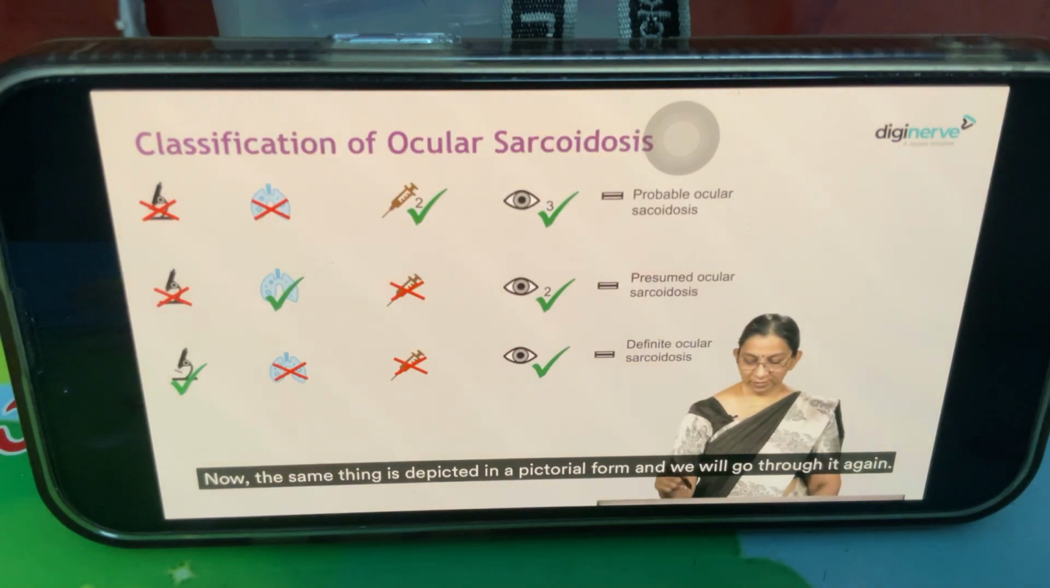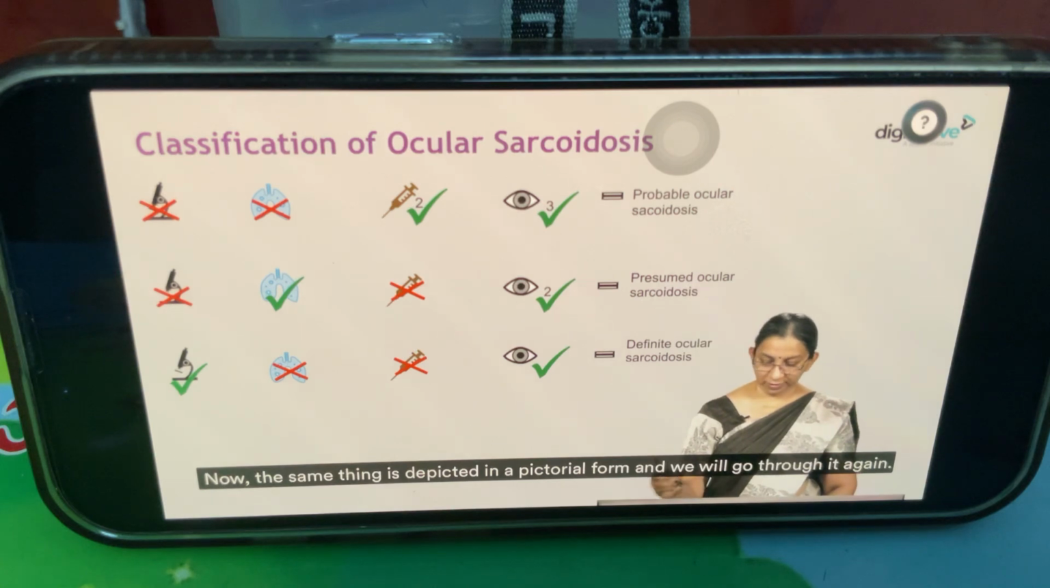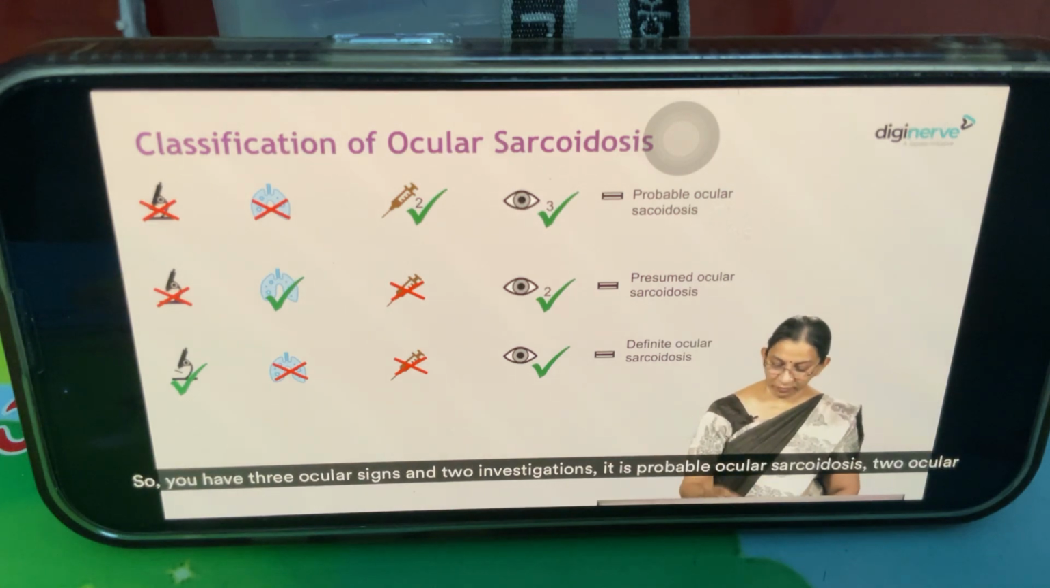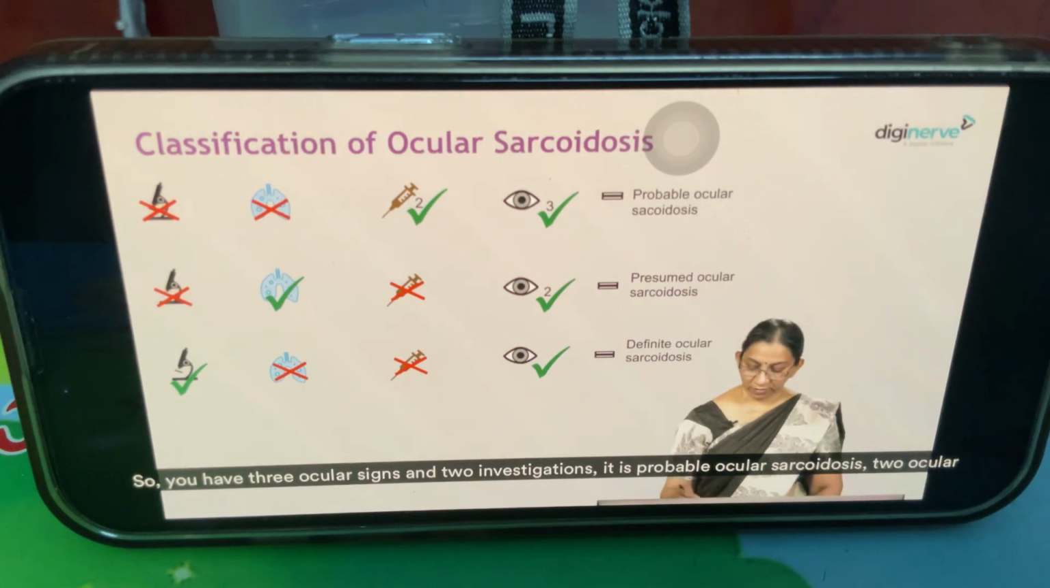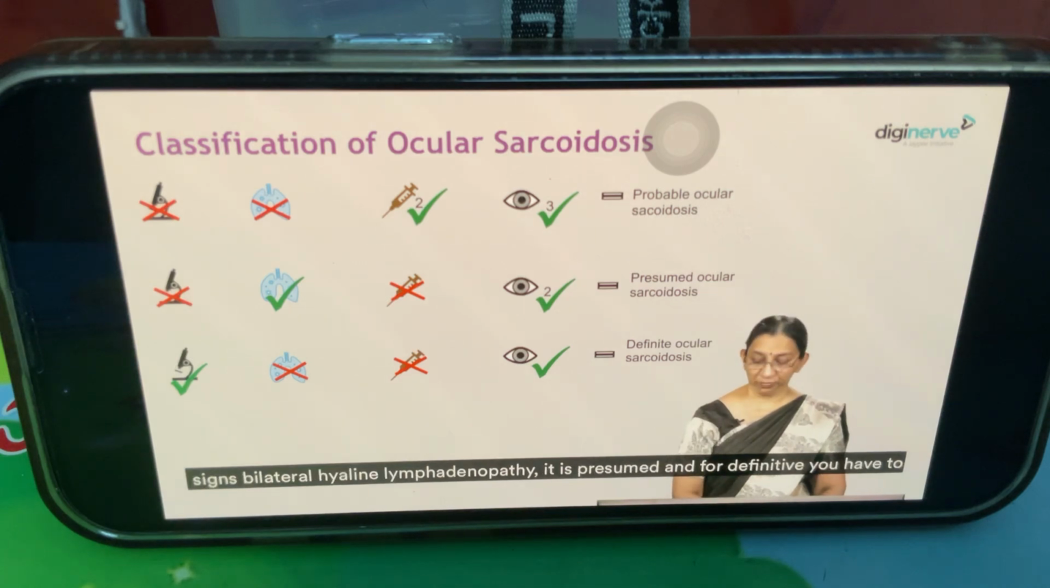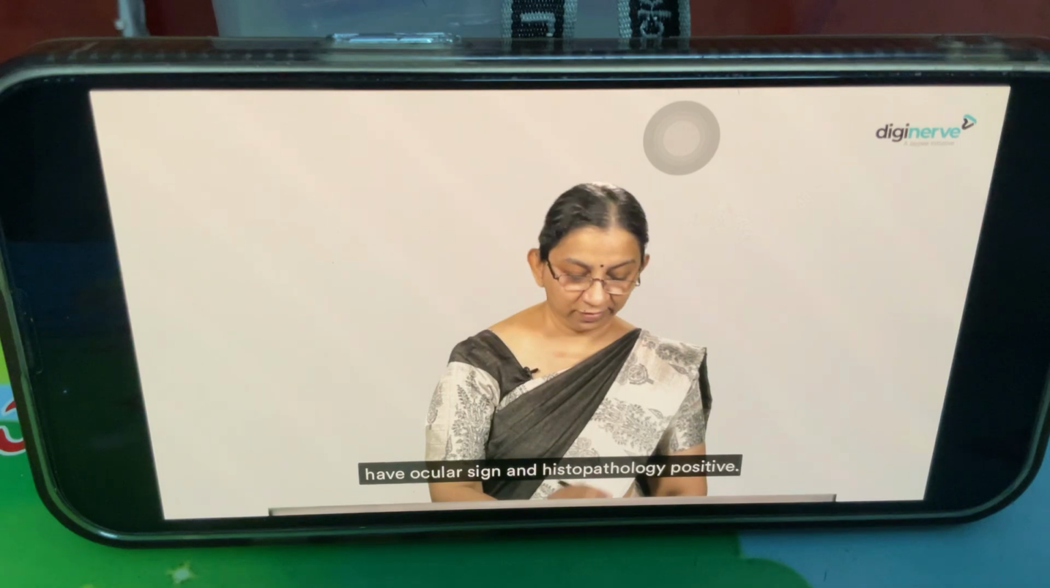Now, the same thing is depicted in a pictorial form, and we'll go through it again. So if you have 3 ocular signs and 2 investigations, it is probable ocular sarcoidosis. 2 ocular signs and bilateral hilar lymphadenopathy, it is presumed. And for definitive, you have to have an ocular sign and histopathology positive.